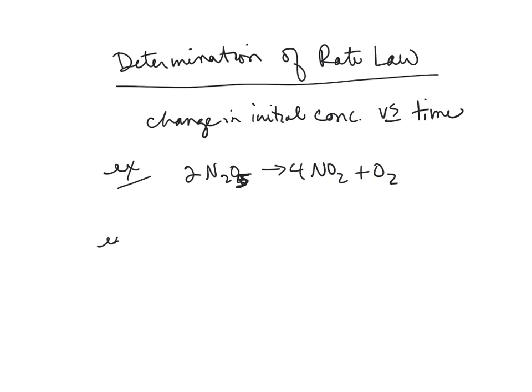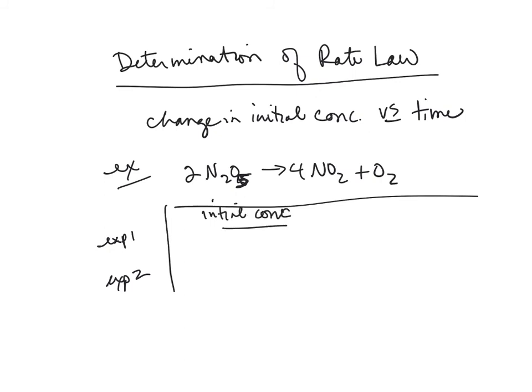So you have 2 experiments, experiment 1 and experiment 2, and we want to make our measurements of the initial concentration of the N2O5, and then the initial rate. Now we know how to calculate the rate. It's the change in concentration divided by the change in time. So we've already done that, and we've calculated the initial rate associated with the particular initial concentration.